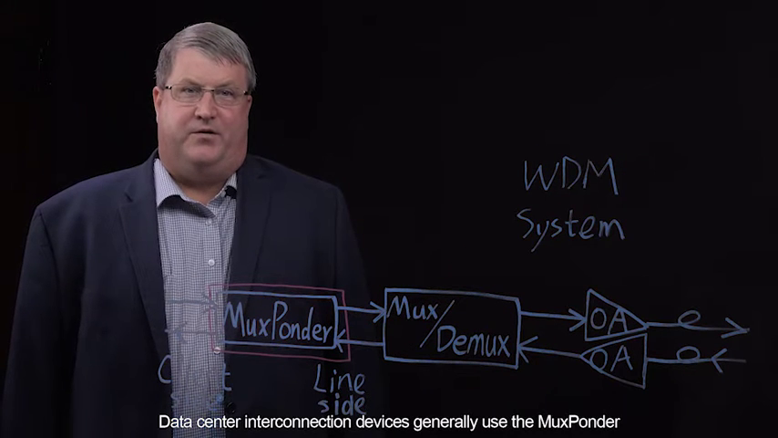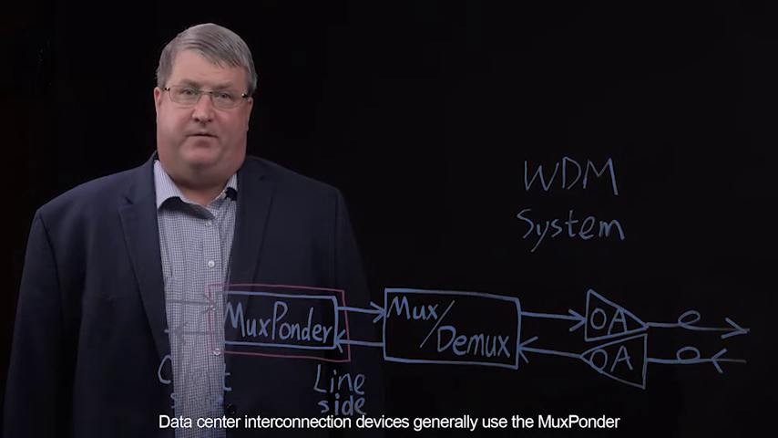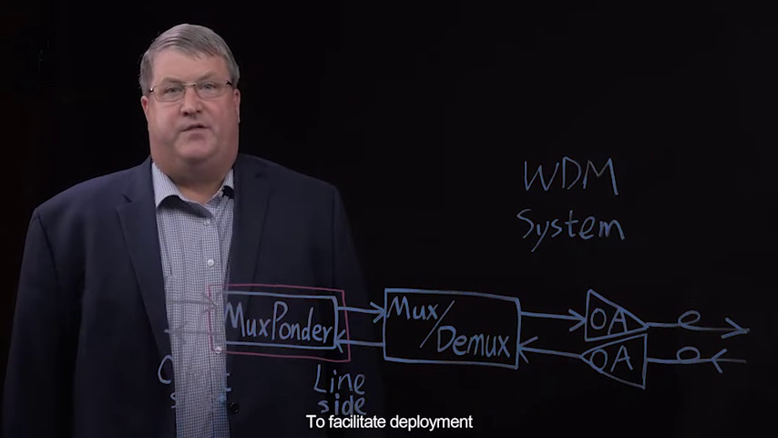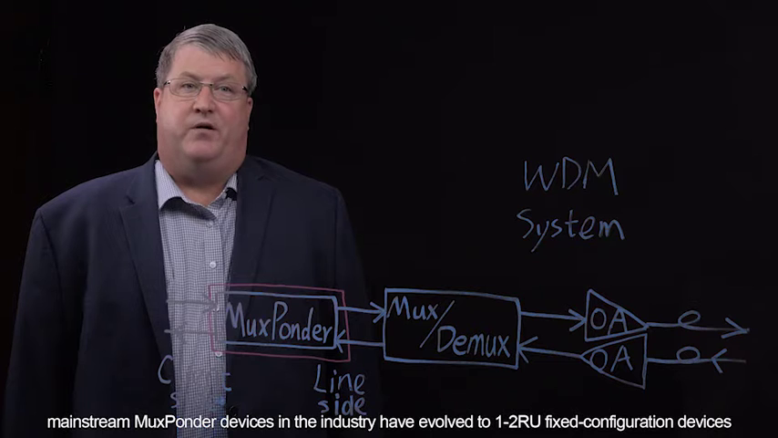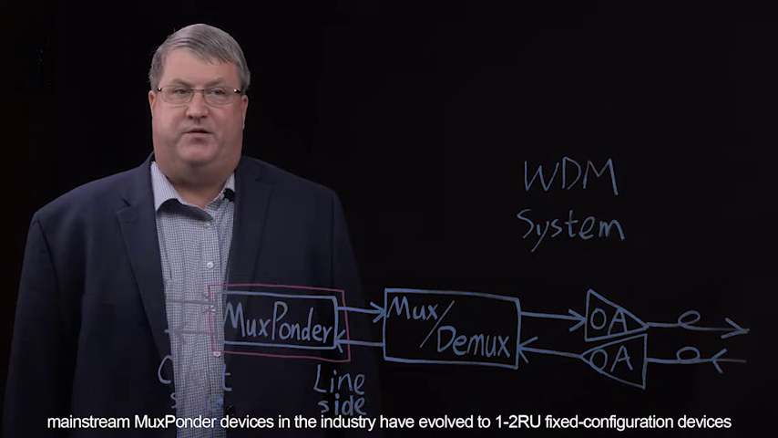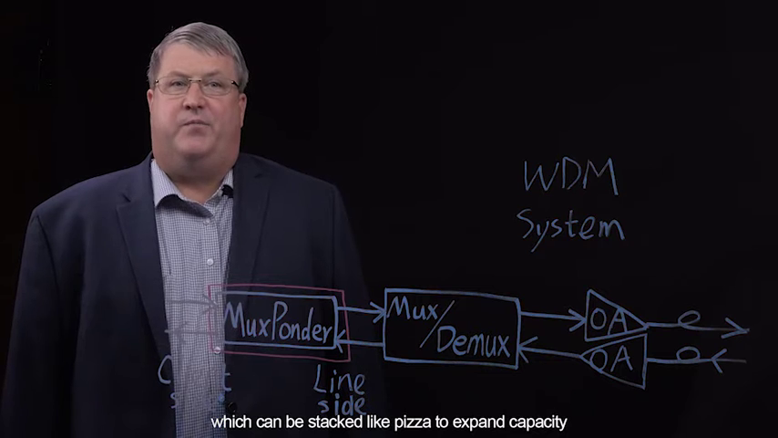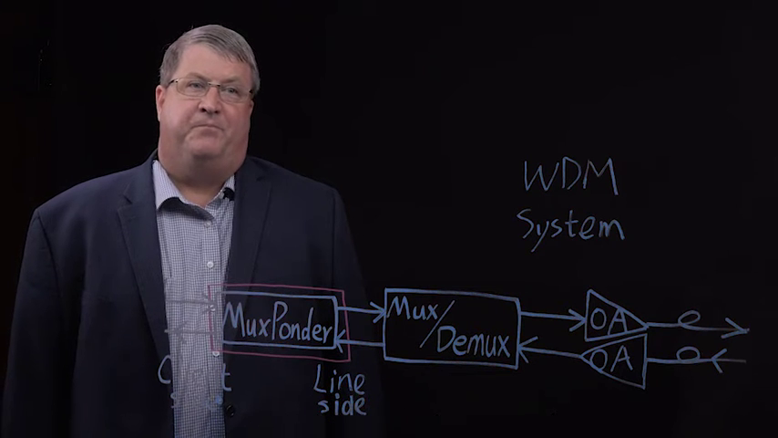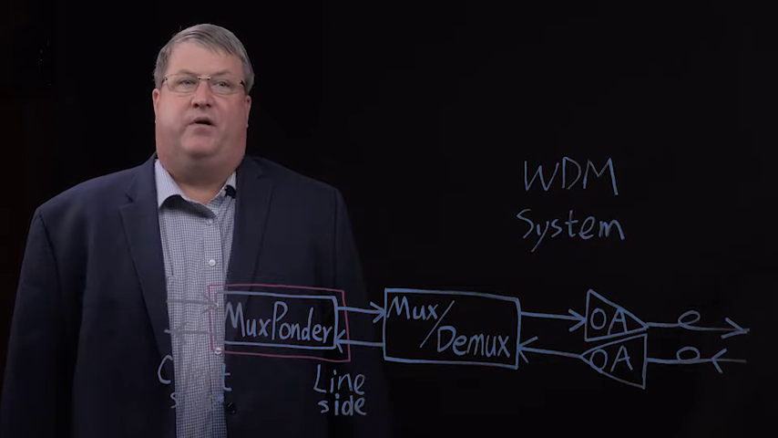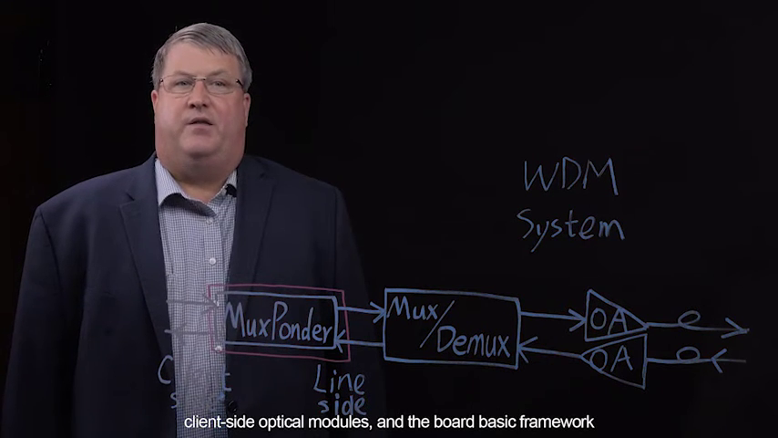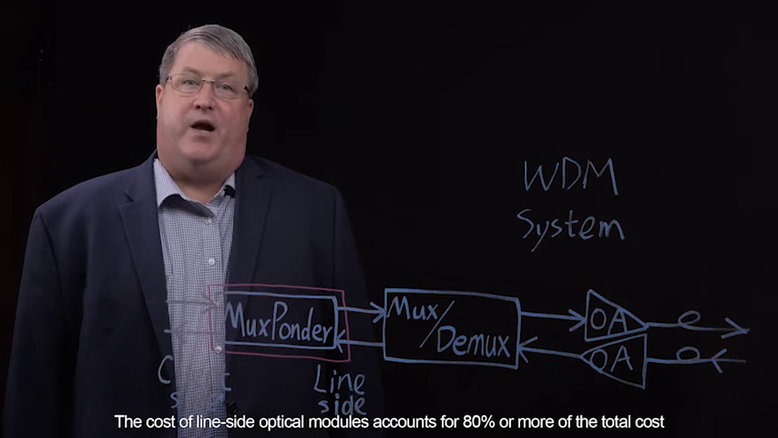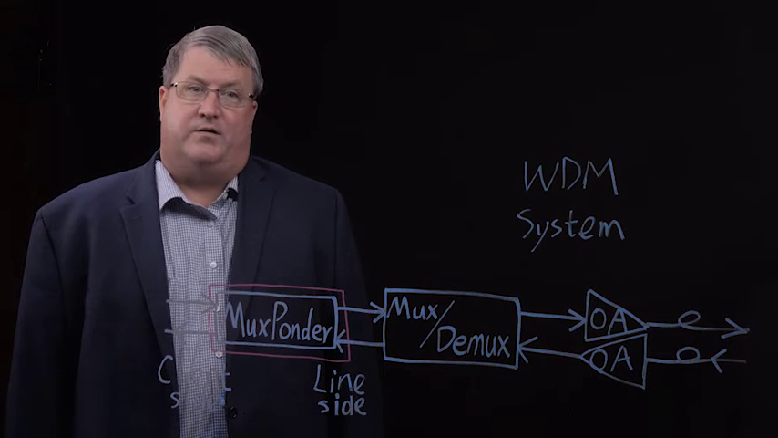Data center interconnection devices generally use a muxponder that integrates the line side and tributary side functions. To facilitate deployment, mainstream muxponder devices in the industry have evolved to 1 to 2 RU fixed configuration devices, which can be stacked like pizza boxes to expand capacity. The cost of the muxponder board mainly comes from the line side optics, client side optical modules, and the board basic framework. The cost of line side optical modules accounts for 80% or more of the total cost.